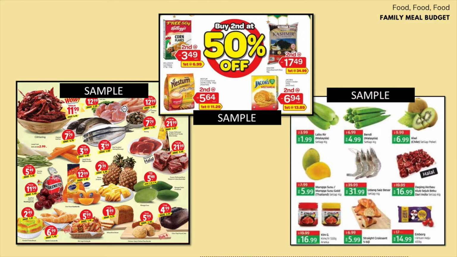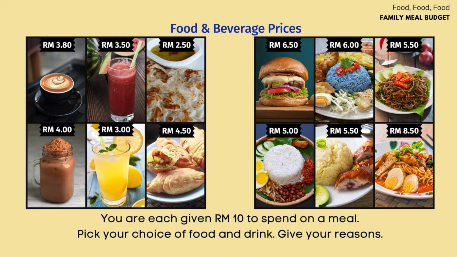For the starter activity, teacher displays a chart that shows a variety of food and their prices. Pupils are given a scenario. You are each given RM10 to spend on a meal. Pick your choice of food and give reasons. This can be an individual or pair work.